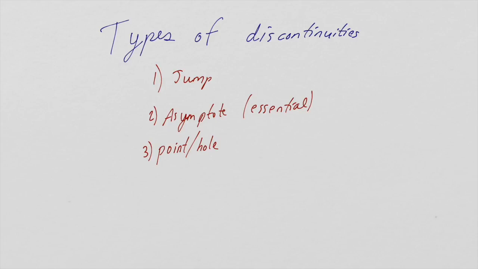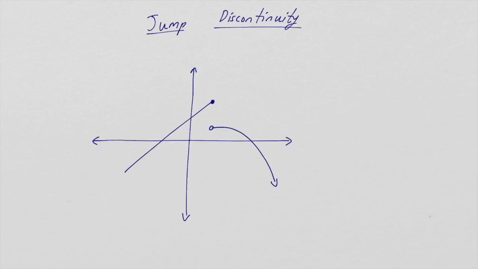Going to quickly take a look at three different types of discontinuities. We're going to take a look at an example of a jump discontinuity, an asymptote or an essential discontinuity, and a point discontinuity, which usually shows up on a graph as a hole. So the first thing we're going to look at here is a jump discontinuity.